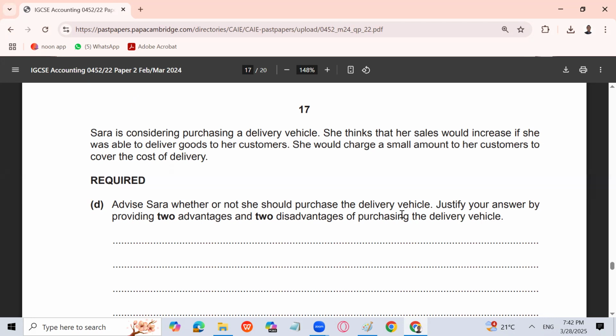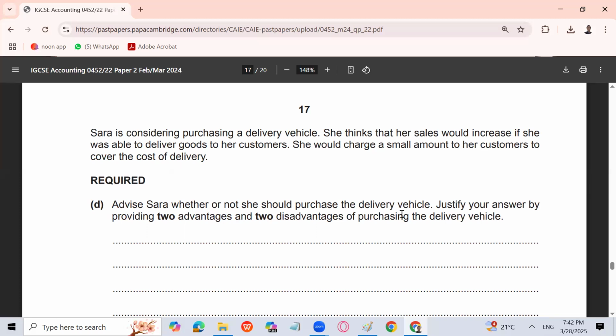Okay. Non-current asset she wants to purchase. She thinks that her sales would increase if she was able to deliver goods to her customer. Okay, so she is purchasing the delivery vehicle to deliver goods, for business use. And she would charge a small amount to her customers to cover the cost of delivery. So delivery income she will get also. Advise Sarah whether or not she should purchase the delivery vehicle. Justify her answer by providing two advantages and two disadvantages of purchasing the delivery vehicle.